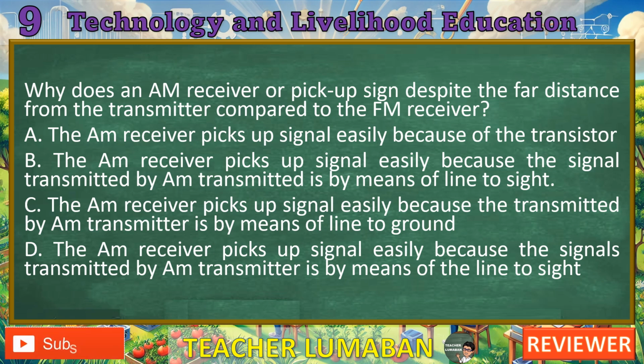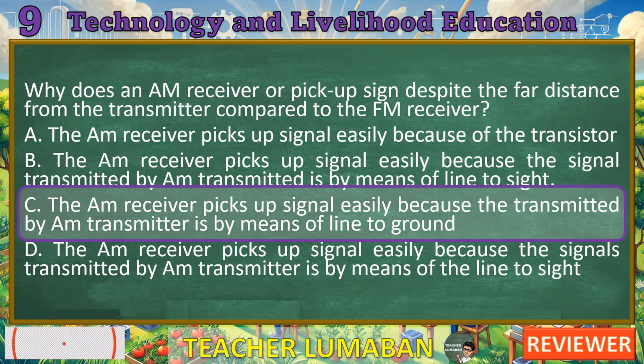In the next 5 seconds, select the best response from the available options. 5, 4, 3, 2, 1. The correct answer is C. The AM receiver picks up signals easily because the signal transmitted by the AM transmitter is by means of ground waves.